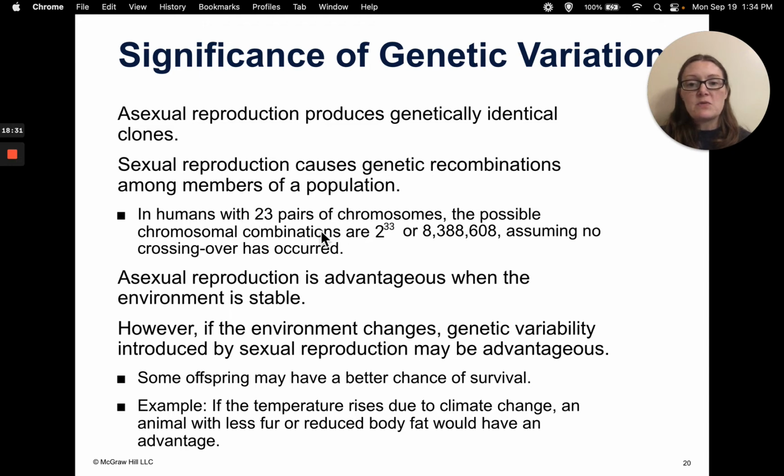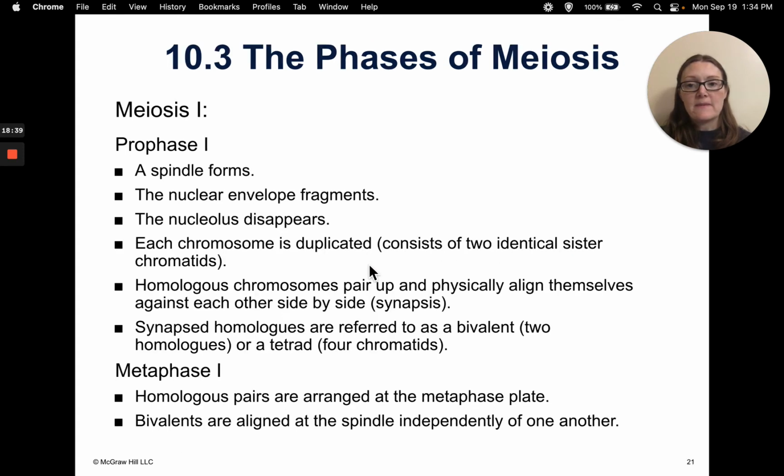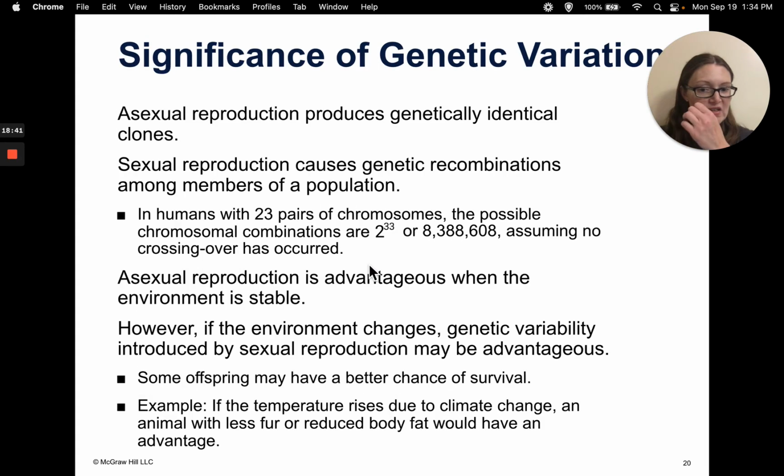In humans with 23 pairs of chromosomes, the possible chromosomal combinations are 2 to the 23rd, assuming no crossing over has occurred. Asexual reproduction is advantageous when the environment is stable and when it might be difficult for them to find another organism similar to them.